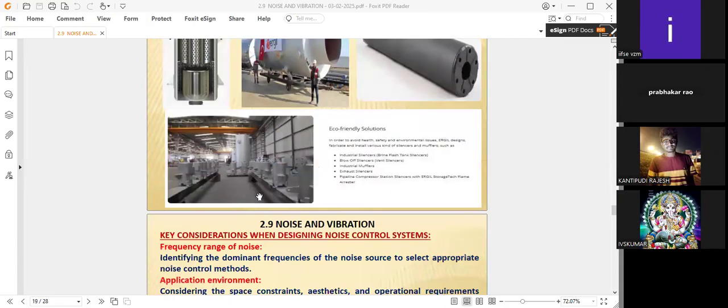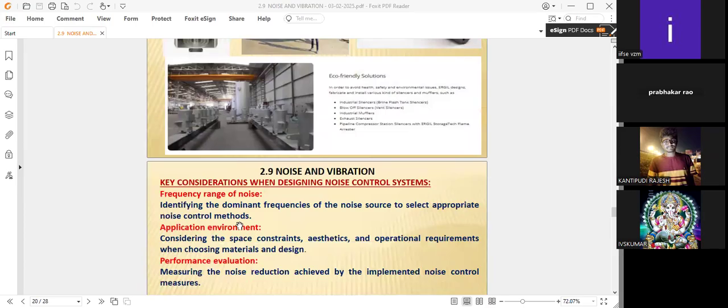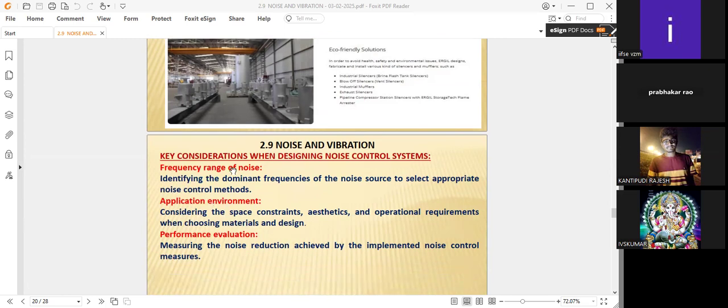Okay, coming to the key considerations when designing noise control systems. What are the key considerations to be taken care of by the engineers or the organization designing and manufacturing the silencers? These things have to be considered while selecting the absorptive, reactive or hybrid silencers: frequency range of noise, application environment, and performance evaluation also. Simply, we cannot incur the cost as per the organization's top management. They have to see the frequency ranges.